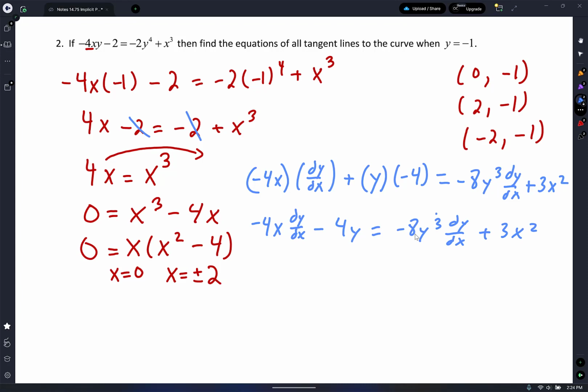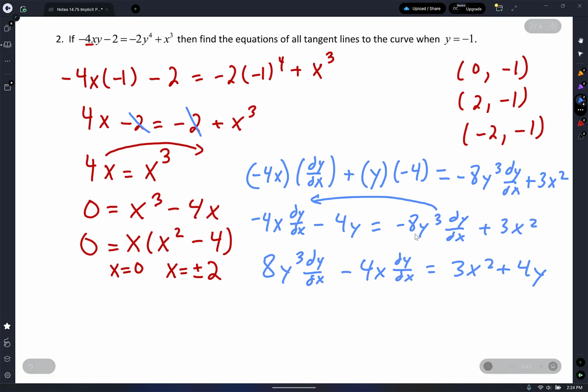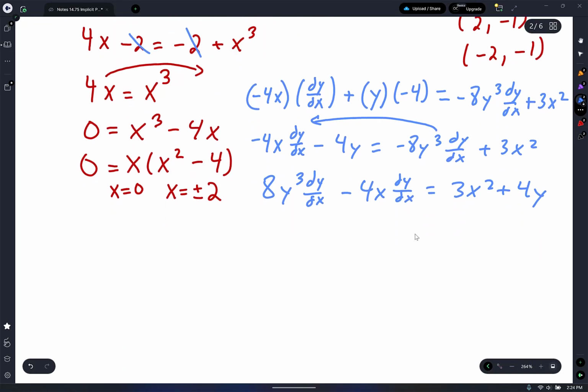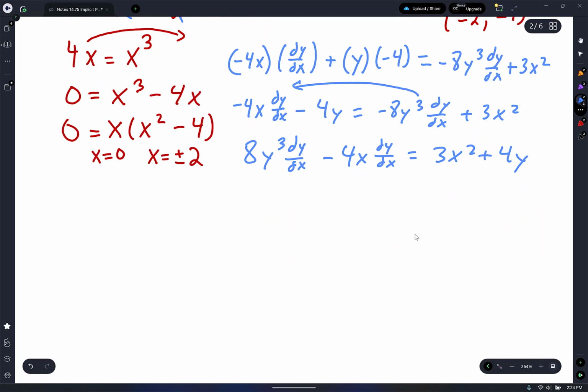Move the 8y cubed dy dx to the left. Yeah, I can see some of you are already pros. You guys are already like 3 steps ahead. 8y cubed dy dx minus 4x dy dx. And then move that negative 4y to the right equals 3x squared plus 4y. Are we still okay? I think it's okay, but don't get in the habit of doing that. I think it's okay to go from here right to the answer, dy dx equals something, but I would at least show one more step.